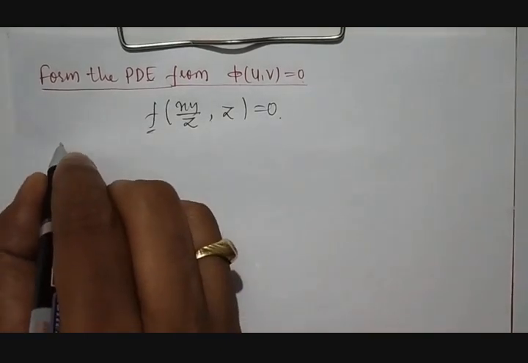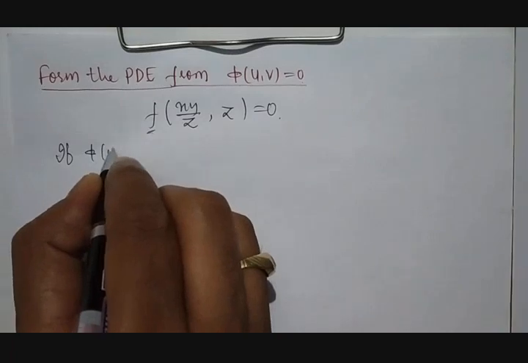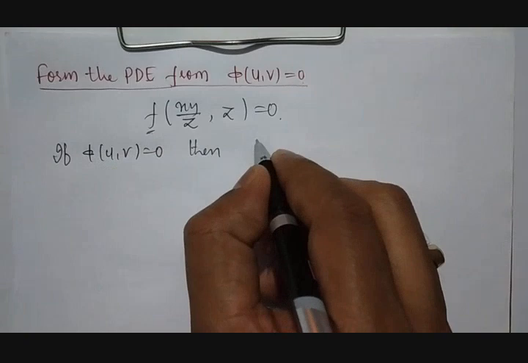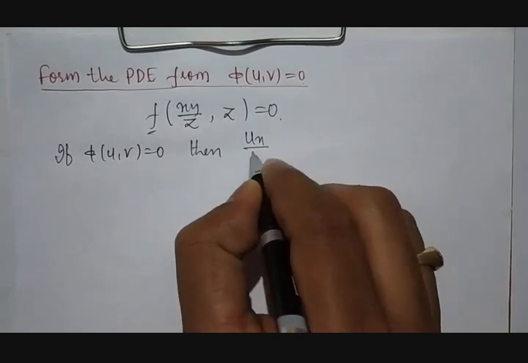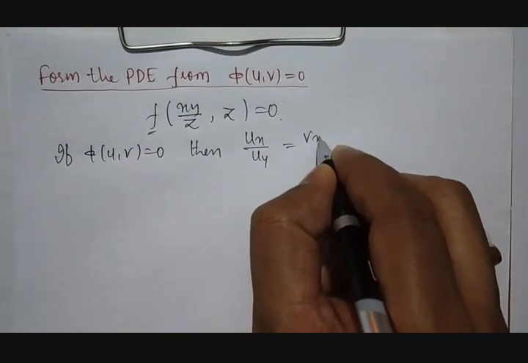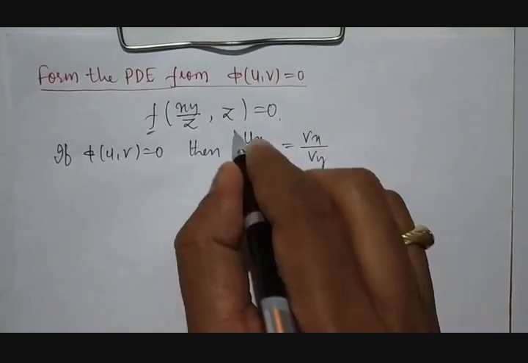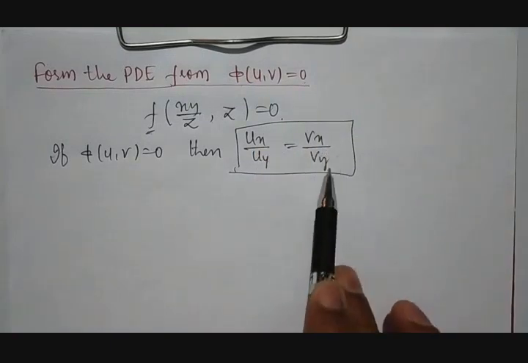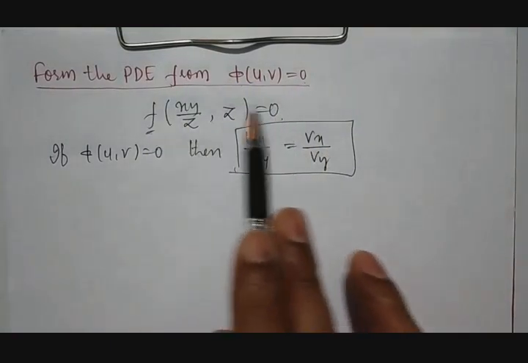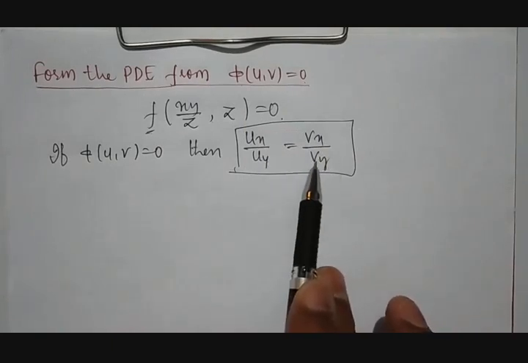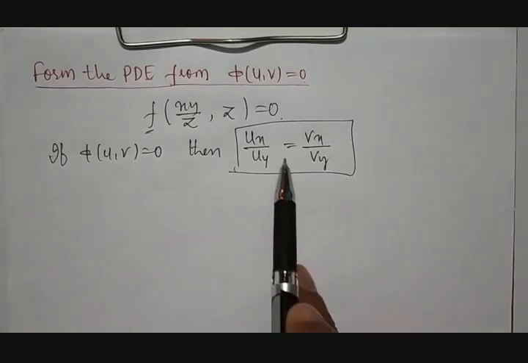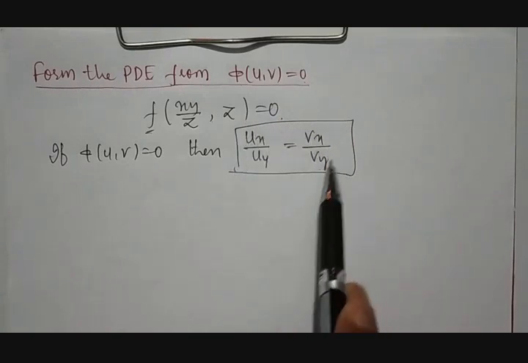But we know the rule. If phi of u comma v is equal to 0, this pattern, then the solution for this is ux by uy is equal to vx by vy. This will be the solution for this. Here ux, uy, vx, vy are nothing but differentiation of the functions with respect to x and y, where u and v are the two functions and x and y are the two variables available. So these are called first order partial derivatives.